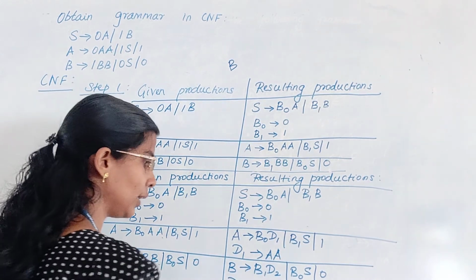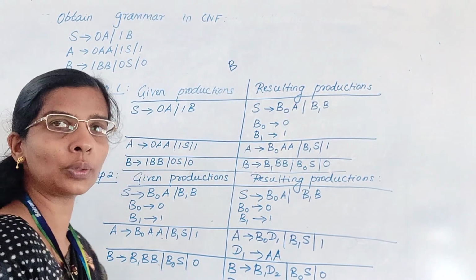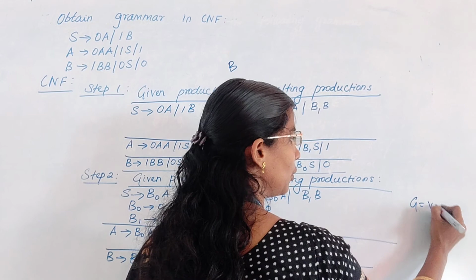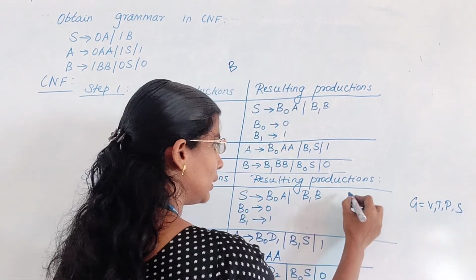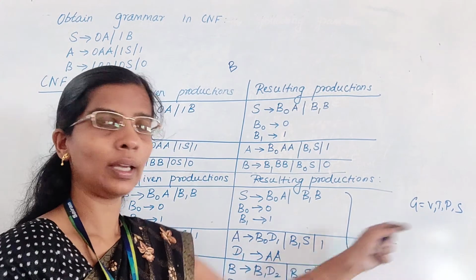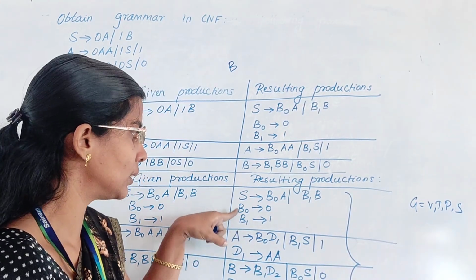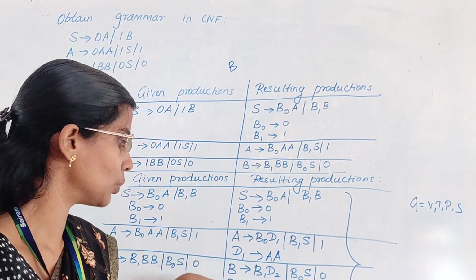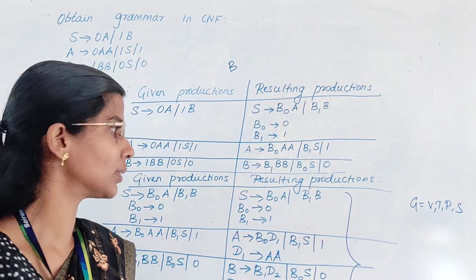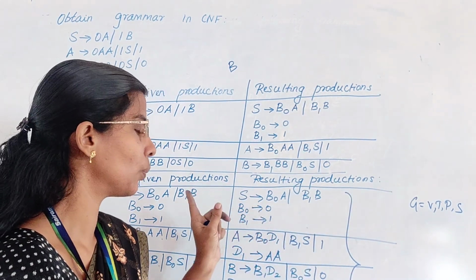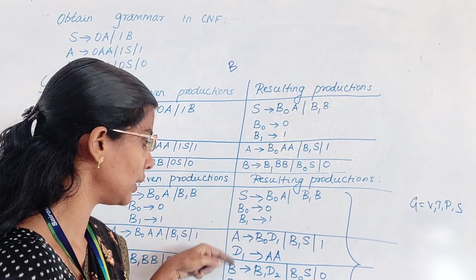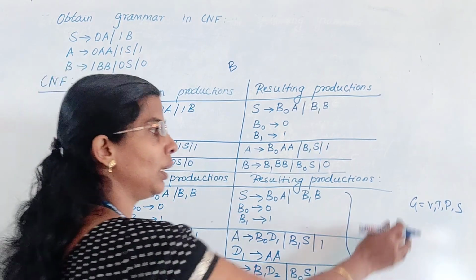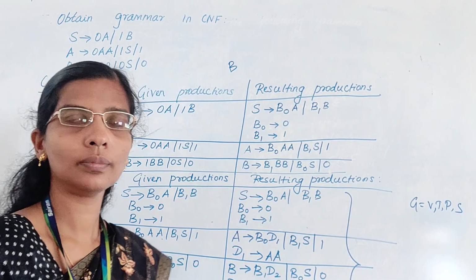So this is the end of step 2. Now what you have to write? You have to write your final grammar. G is equal to V, T, P, S. Look at this resulting production and write all the variables. What are the variables I have? S, B0, B1, A, D1, B, D2. Write all the capital letters. Then what are the terminals? Terminals are 0 and 1. Productions are 1, 2, 3, 4, 5, 6, 7 productions. Right, 7. And which is your start symbol? S is your start symbol. You can complete your grammar. Thank you.